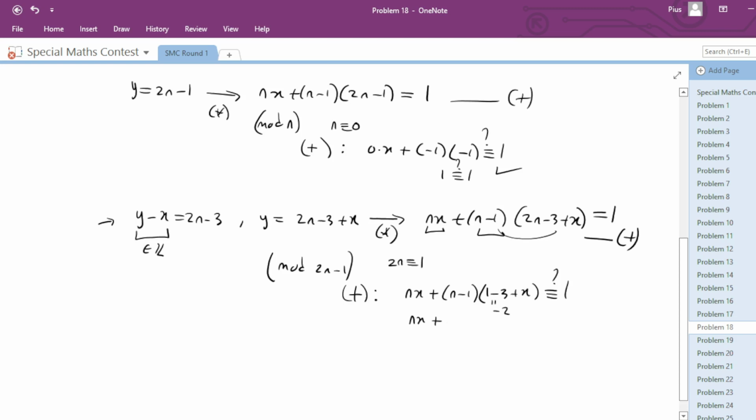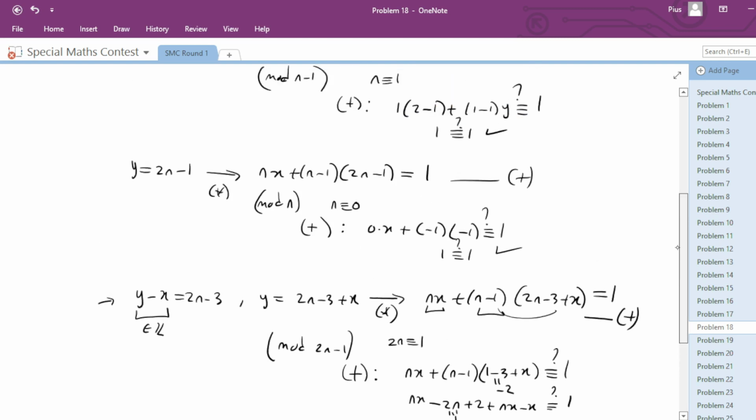Let me just expand this fully. So this is minus 2 here. So that is going to give us minus 2n plus 2 plus nx minus x. It's congruent to 1. Okay. And here now 2n is congruent to 1. So we can group nx and nx. So we have 2nx minus x minus 2n plus 2. And 2n is congruent to 1. So this is x minus x plus 1 is congruent to 1. So this is always true.